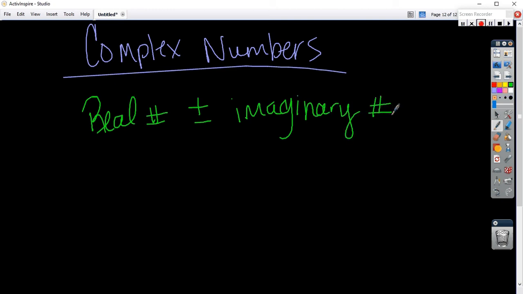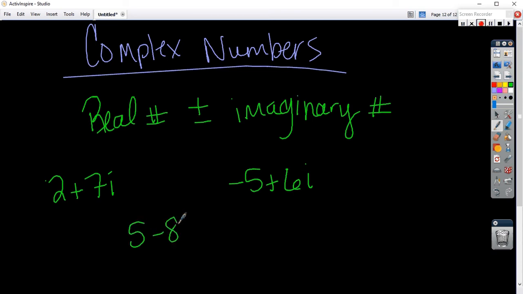So a complex number looks something like 2 plus 7i, negative 5 plus 6i, 5 minus 8i. Any of those are complex numbers. As long as you start with a real number and you end with an imaginary number, it is a complex number. Just because there's an i doesn't mean it's only imaginary. If it's just a number with i, that's imaginary. If it's a real number and imaginary, then that is complex.